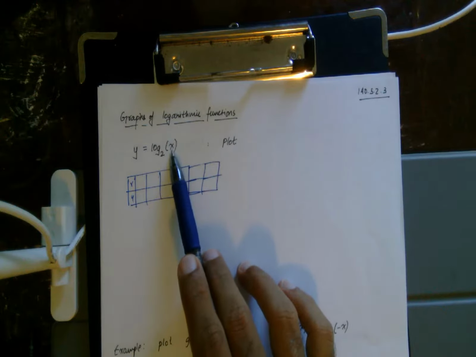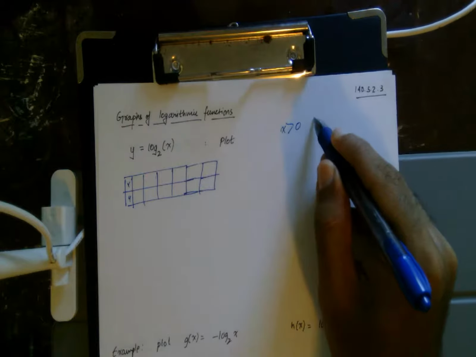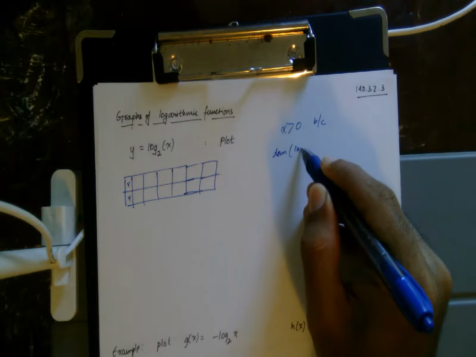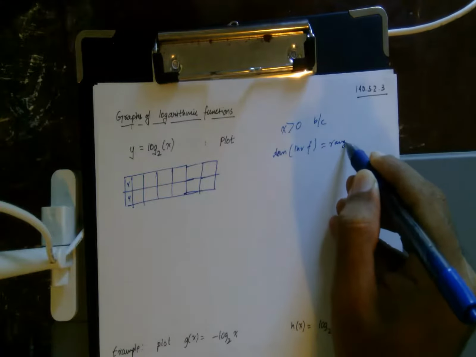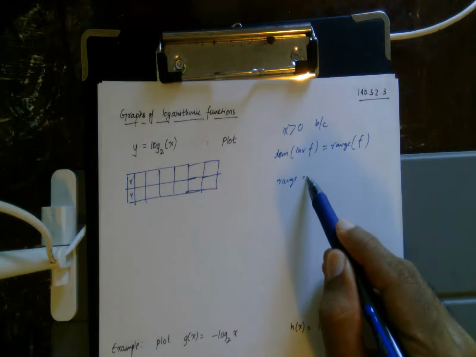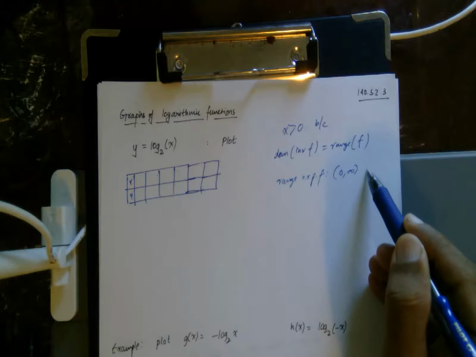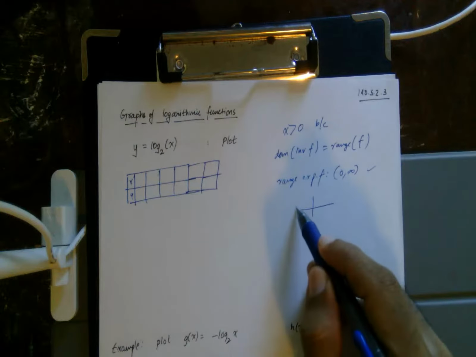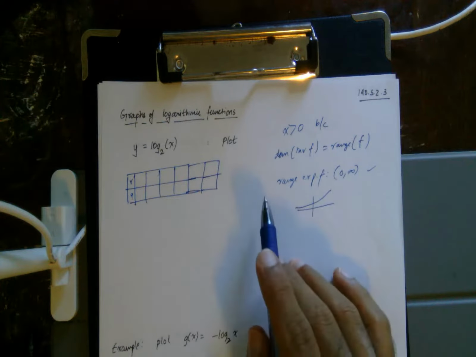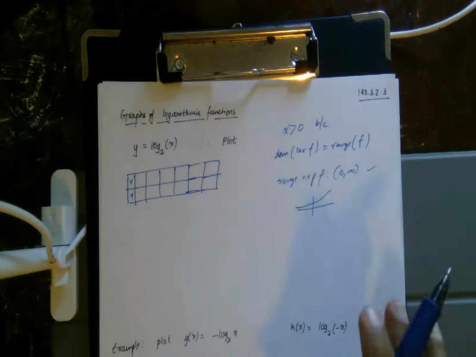Now in this case, we need x to be positive. Why? Because remember that the domain of the inverse function equals the range of the actual function. Now the range of the exponential function is 0 to infinity. It's always positive. Exponential functions are always positive. It can never give you a negative result. And so the domain of this log function is always positive. So we don't even plug in 0.